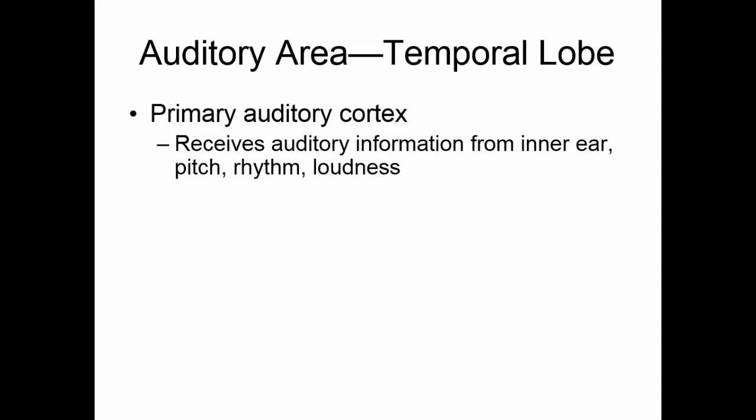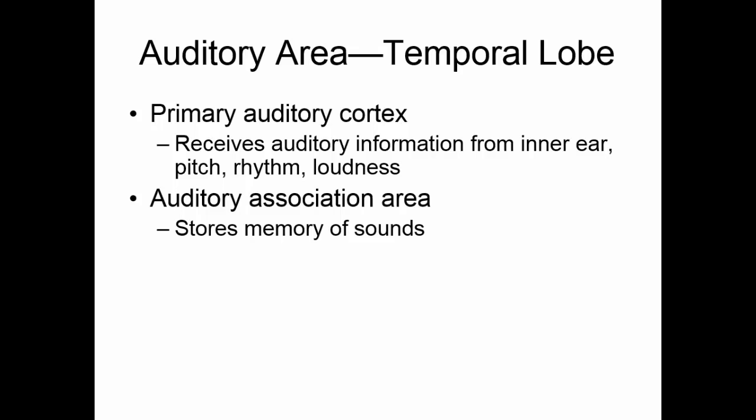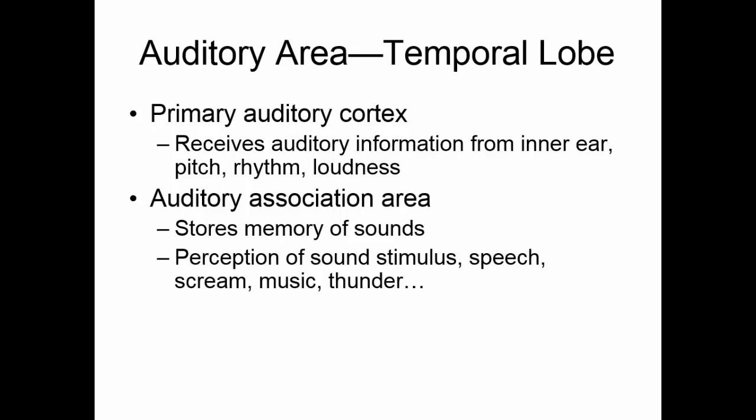The auditory areas are located in the temporal lobe. The primary auditory cortex receives auditory information from the inner ear, and they determine its pitch, rhythm, and loudness. The auditory association area stores our memory of sounds and helps us perceive what we're hearing. Is this speech? Is it a scream? Is it music? That's what the association area does.